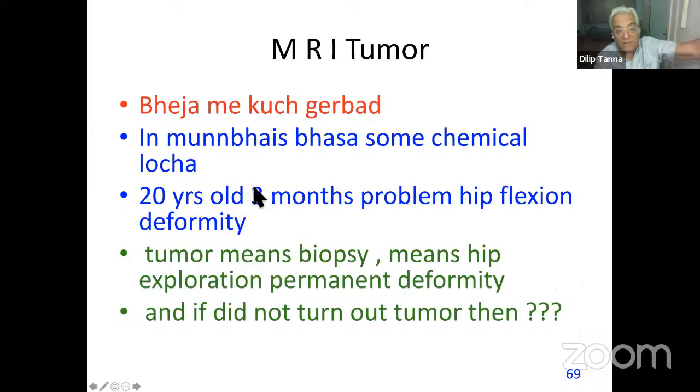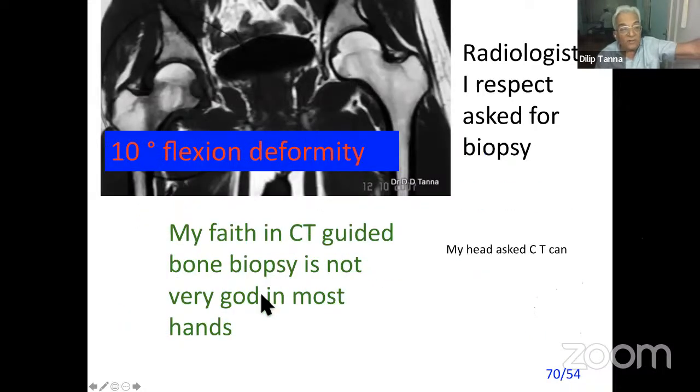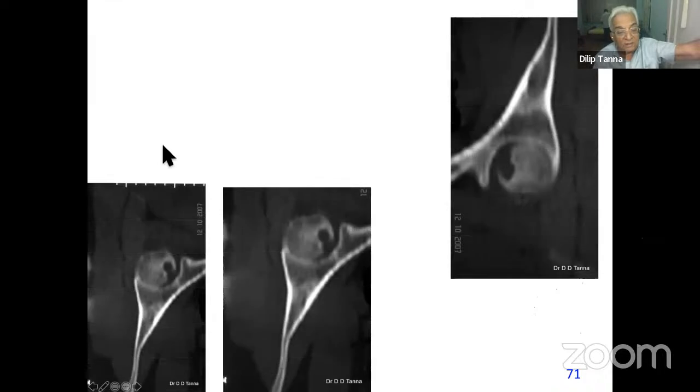20 years old, 3 months problem, hip flexion deformity. Tumor means biopsy, means hip exploration and permanent deformity. And if it didn't turn out to be a tumor, then what? 10-degree flexion deformity. A radiologist I respect asked for a biopsy. My faith in CT-guided bone biopsy is not very good in most cases. I asked for a CT, in spite of some lesion. And this is what the CT was.